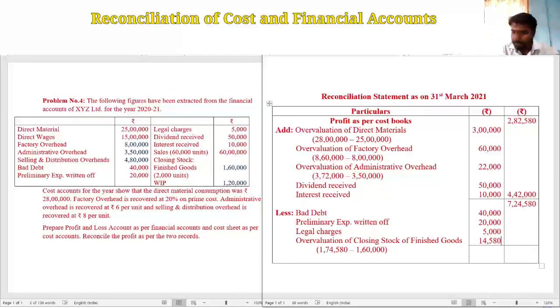So that's all. Make the total: 40,000 plus 20,000 plus 5,000 plus 14,580. That is equal to 79,580.